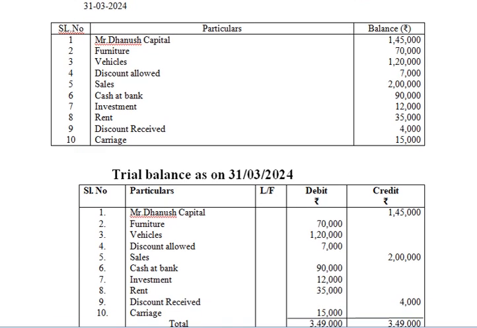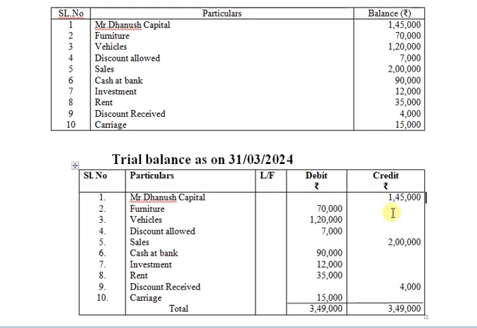Now look into this problem. We need to make a trial balance as on 31st March 2024, with serial number, particulars, ledger folio, debit column and credit column. A very easy problem for the 6 mark section in the first PU final examination. First, Mr. Dhanush's capital: capital will always have a credit balance, so in the credit column 1,45,000.